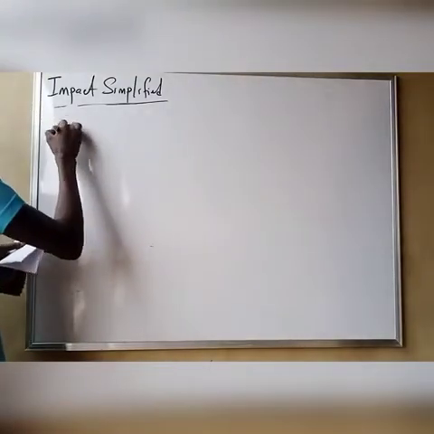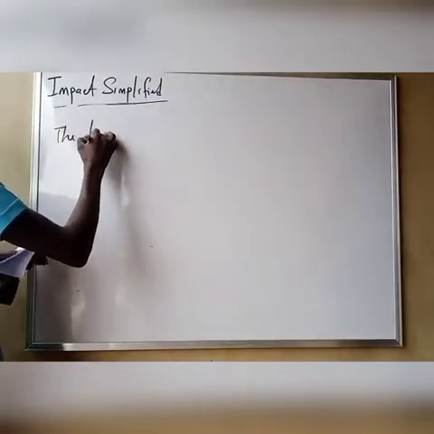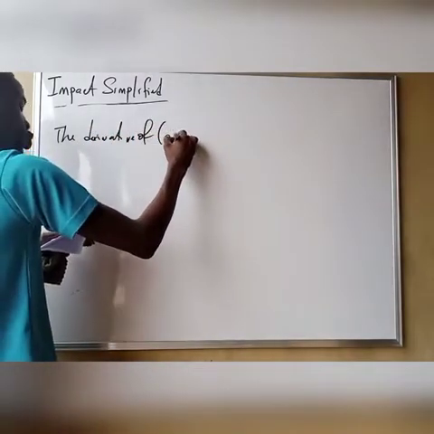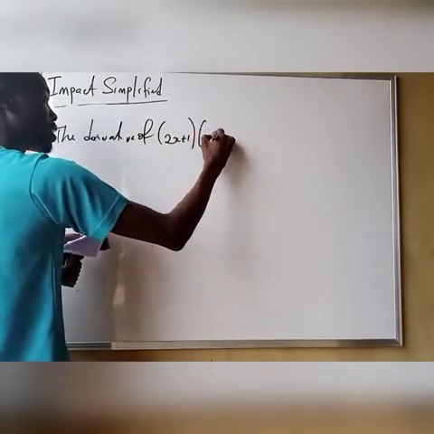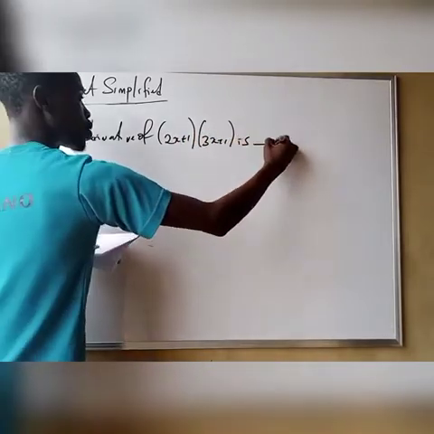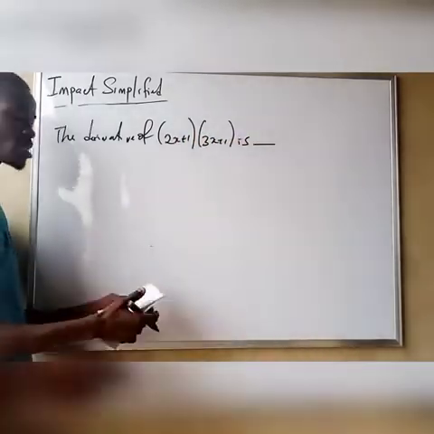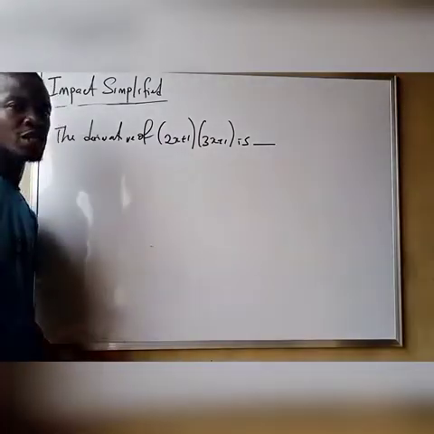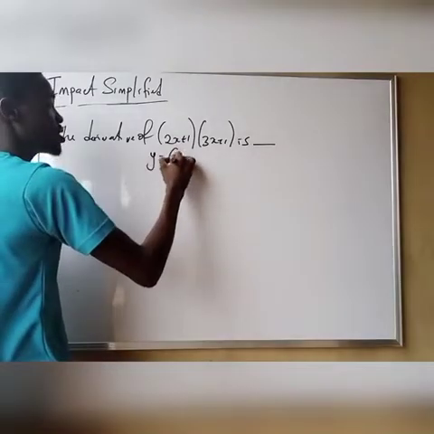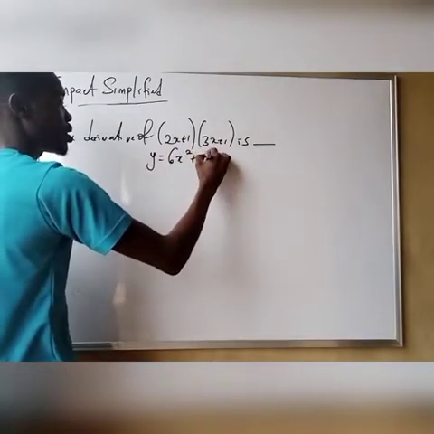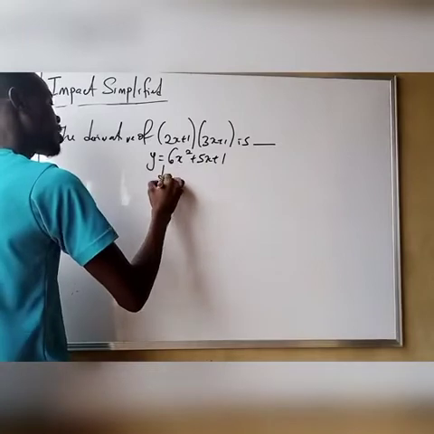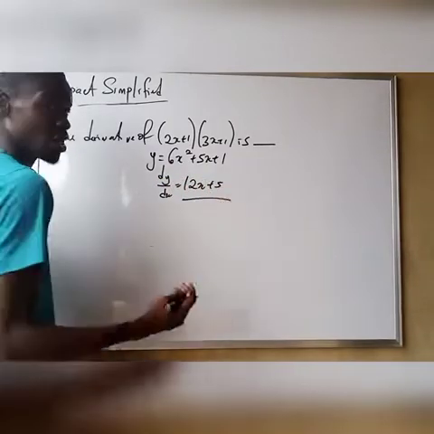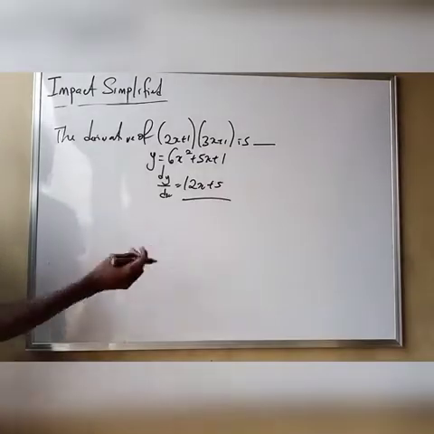Now let's look at this. They said the derivative of 2x plus 1 and 3x plus 1 is dash. So this is also looking like the product rule formula. Don't make use of the product rule. Just expand and then you differentiate. So expanding this, what do we have? 6x squared plus 5x plus 1. And then you differentiate. Your dy/dx is going to give us 12x plus 5. Do you get that? It's simple. Now also, we don't need to waste time.